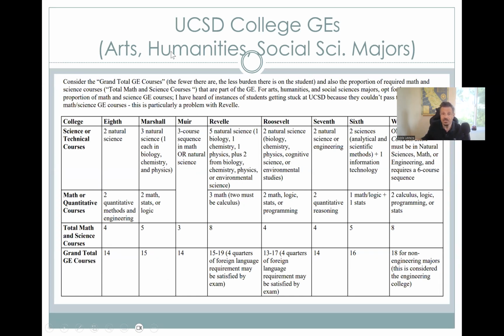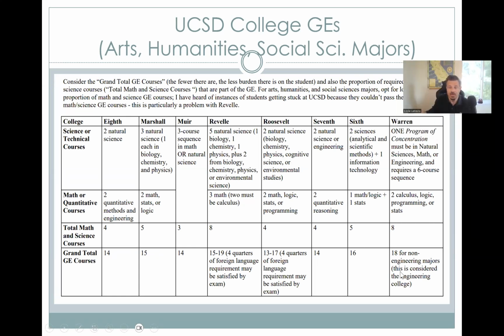For arts, humanities, and social science majors, you're getting the best deal from 7th College, 14 GE courses, Muir College, 14 GE courses, and 8th College, a new one that I don't know anything about, and I'm not recommending that anybody apply to it just yet. You're getting the worst deal out of Revelle, which makes you take a mess of other GE courses, or Warren, which is really intended for the engineering students.